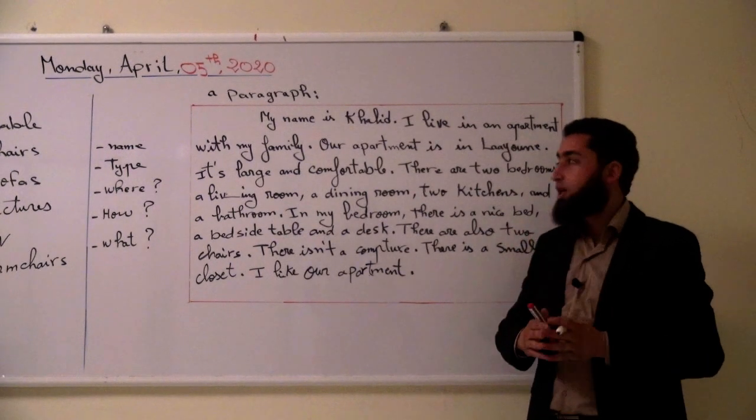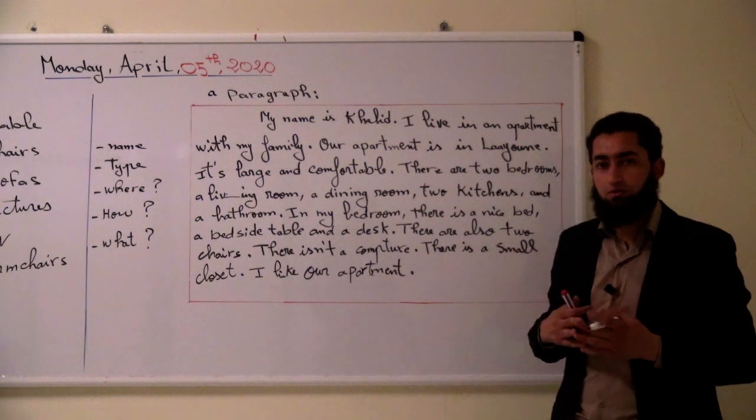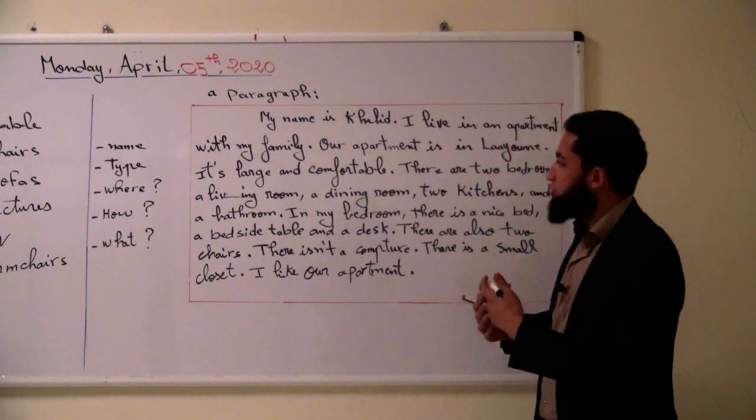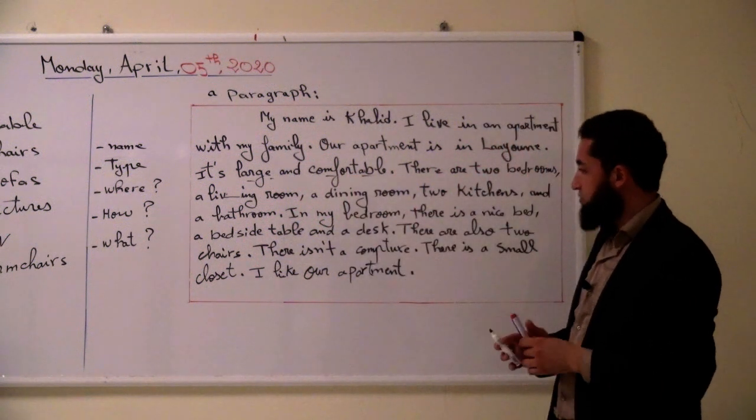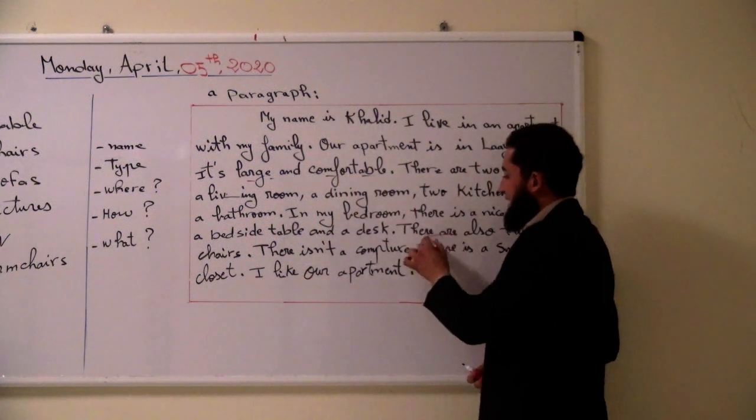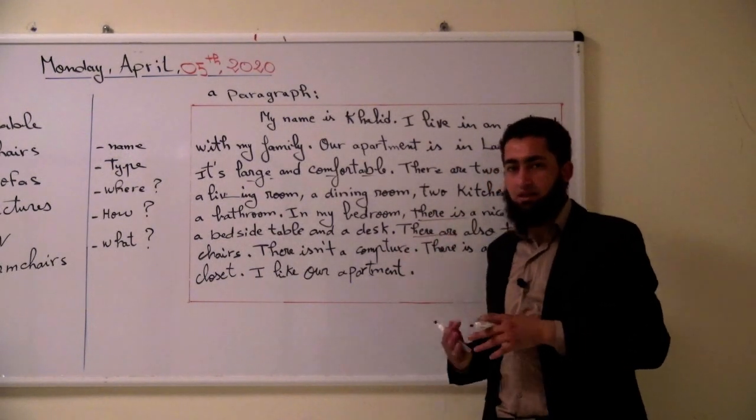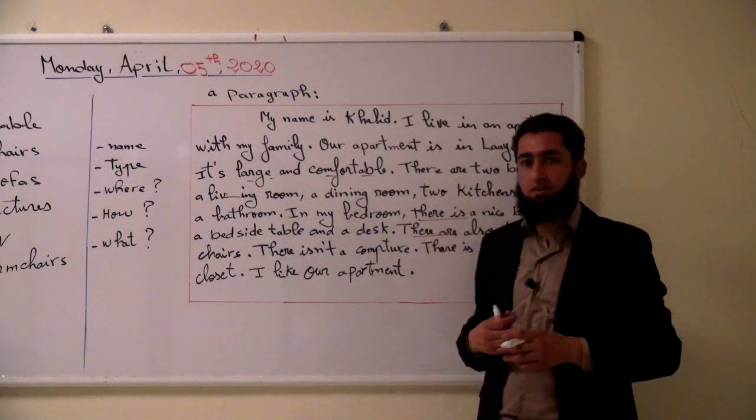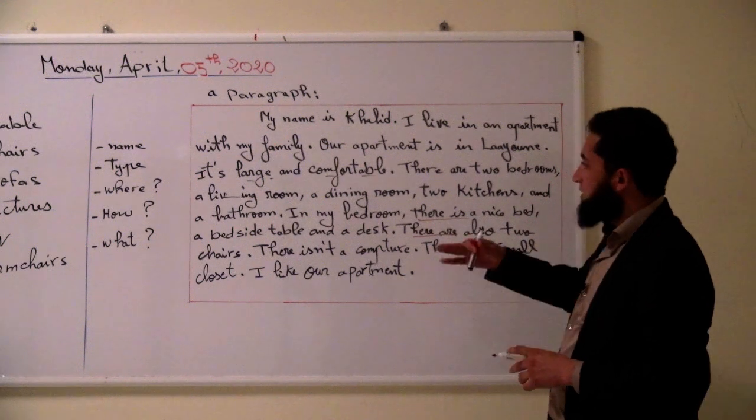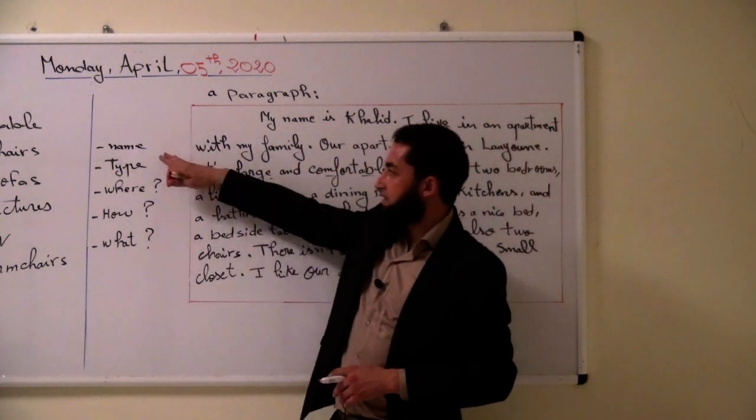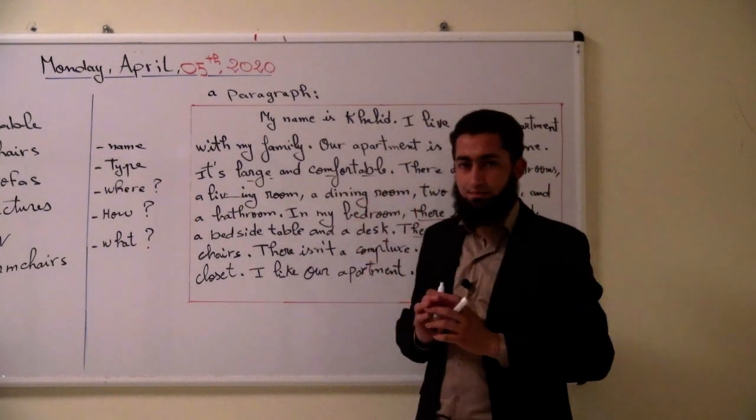I want you to write a short paragraph like this one with your name, your information, and try to use adjectives like large, comfortable, and so on. Try to use there is, there are, and the negative there isn't, there aren't, as we have seen in the last lesson, and try to follow these steps in order that the paragraph is good.